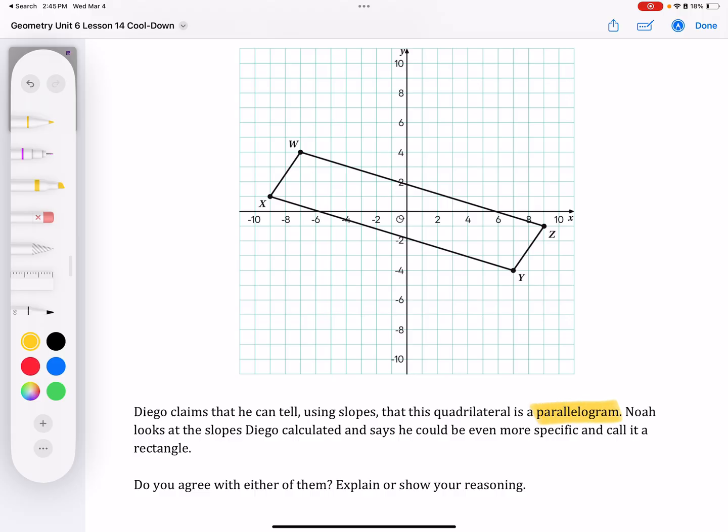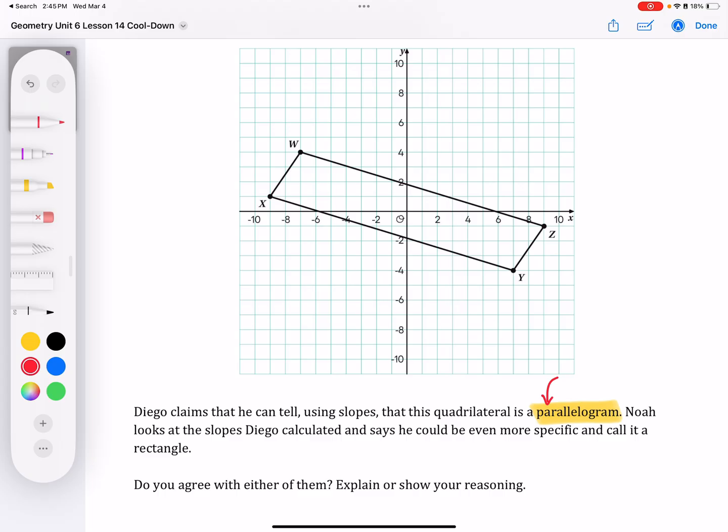Noah looks at the slopes Diego calculated and says he could be even more specific and call it a rectangle. Do you agree with either of them? Explain or show your reasoning. First of all, we're going to underline or highlight the word parallelogram, and we're going to write a property of a parallelogram that we remember to help us.